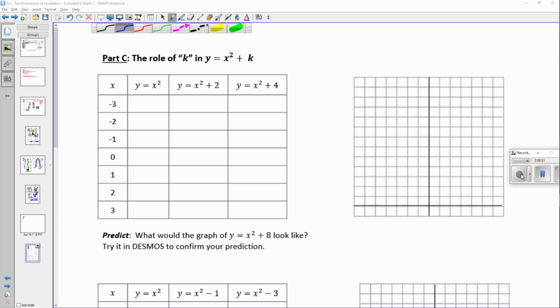Part C of our translations for parabolas. Remember that a translation was a movement left, right, up, or down. Now we're going to take a look at this next one and see what it relates to.